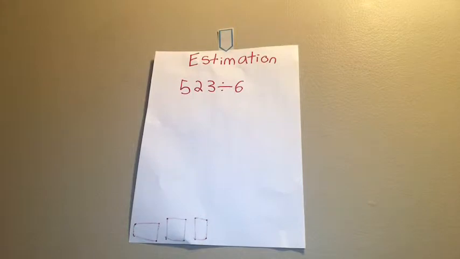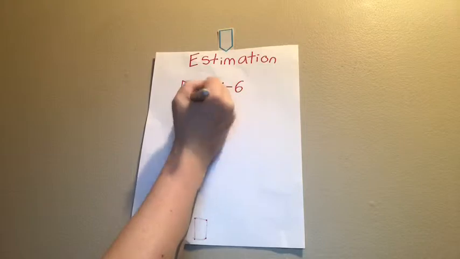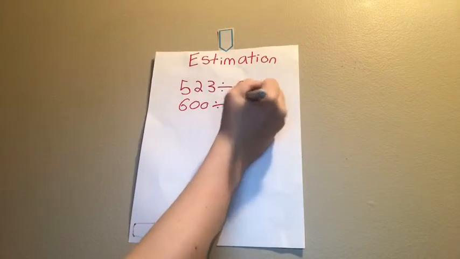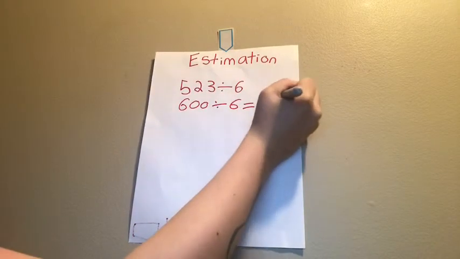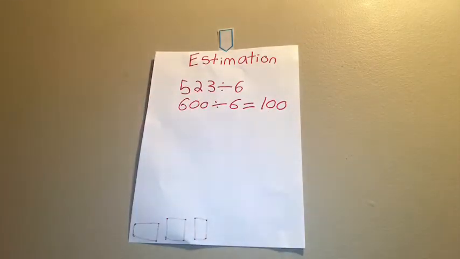For my estimation, I'm going to round this number up to 600 and divide that by 6, which will give me 100. So I know that my answer will be a little less than 100.